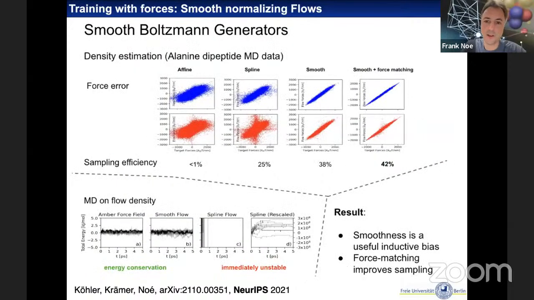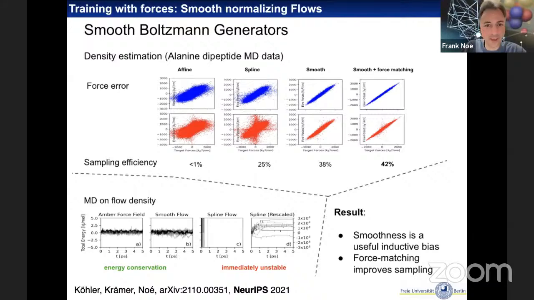So we have developed these smooth flows, which use smooth functions in certain places in a way so that we can nicely differentiate the energy and get nice forces, and actually even plug these into MD engines and run them without them blowing up after 5 steps.